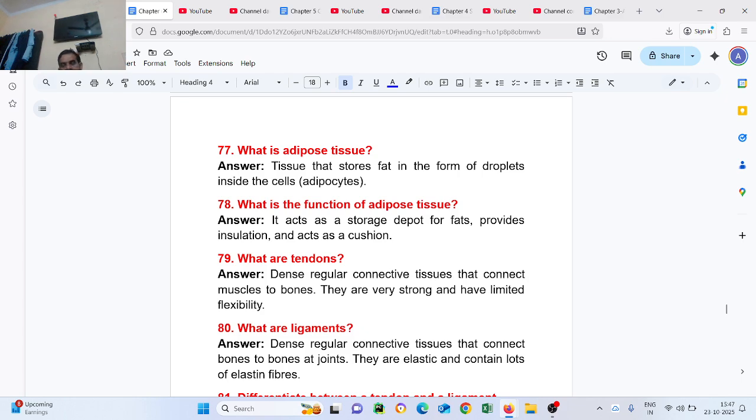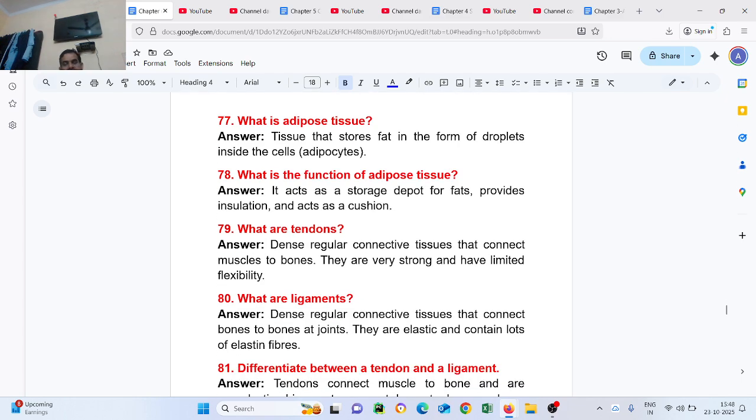Dense regular connective tissue that connects bones to bones at joints. They are elastic and contain lots of elastin fibers.